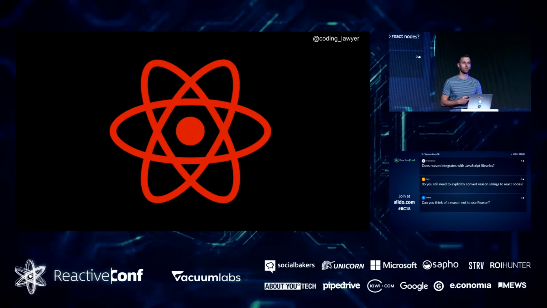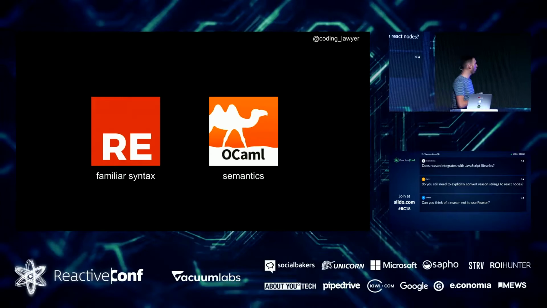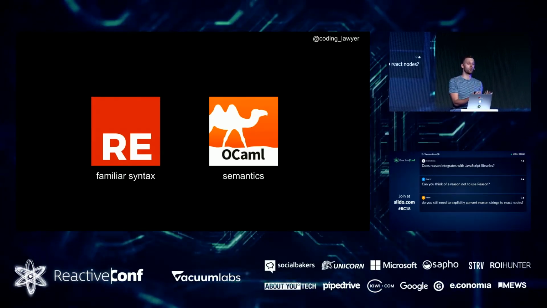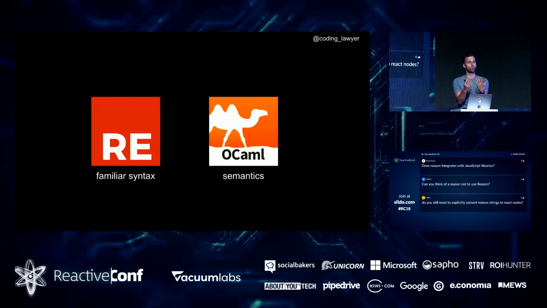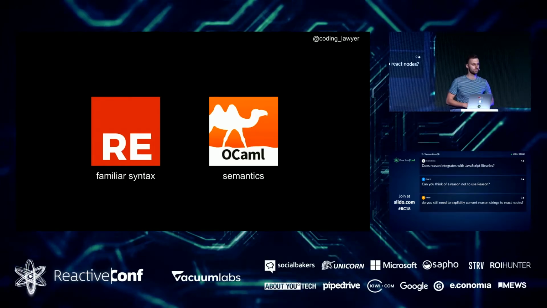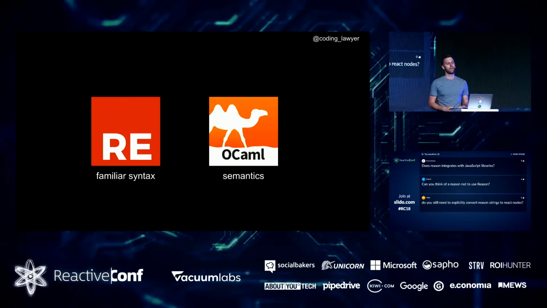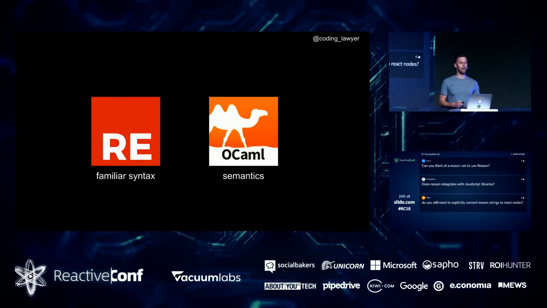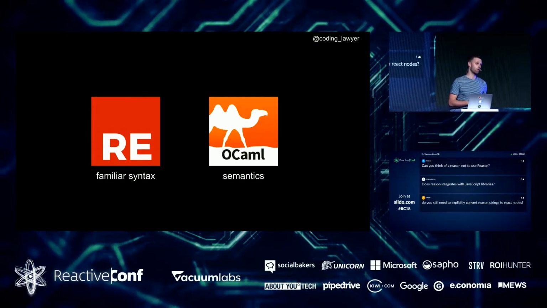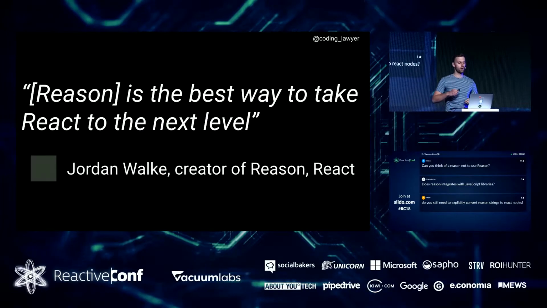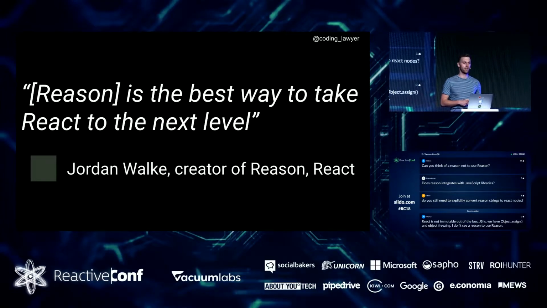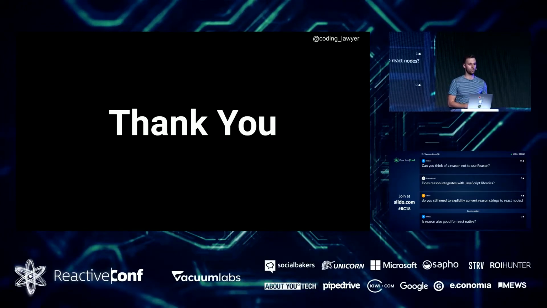And why? Because Reason is based on OCaml, the functional programming language, a matured language with all of its core principles and rules for how to structure your code stable and in place. And I'd like to end this talk by citing the creator of Reason and creator of React, Jordan Walke. Reason is the best way to take React to the next level. Thank you.